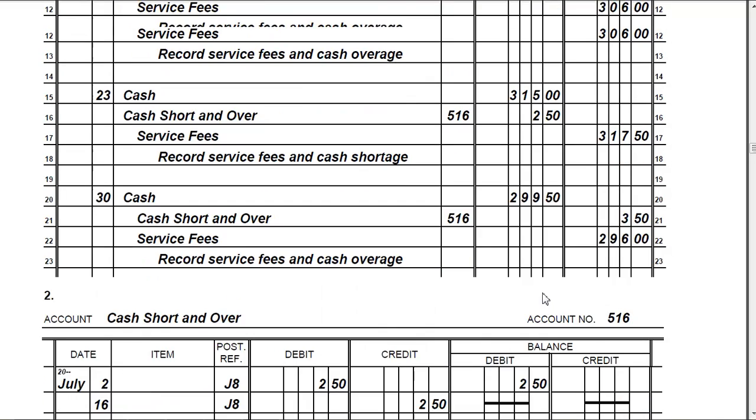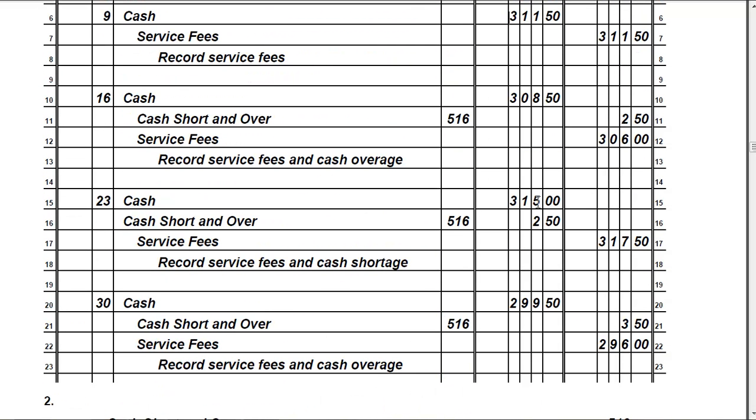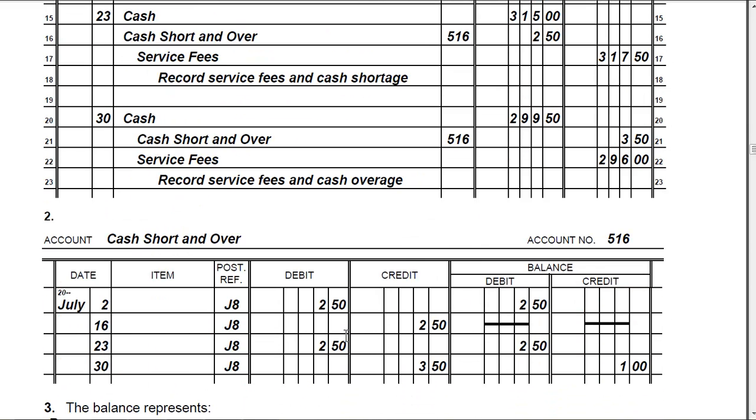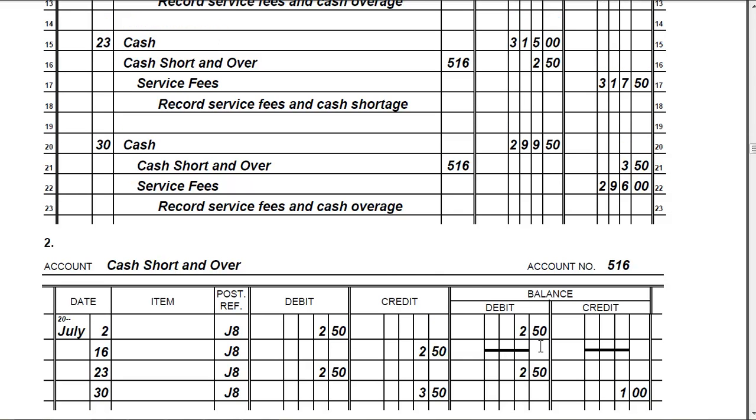and now I'm back even. Okay, then on the 23rd, the book said that my cash count was $415, so I subtract out the $100, and I have $315. My revenue is $317.50, so I'm short again $2.50. So when I go down here, I debit $2.50. I have my balance at 0. I go ahead and put my new balance as a debit of $2.50.